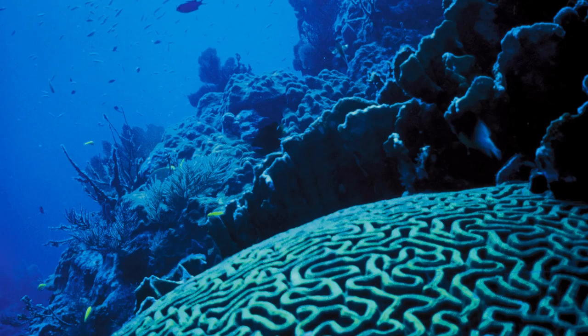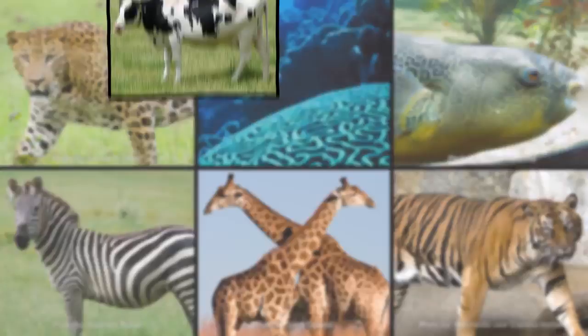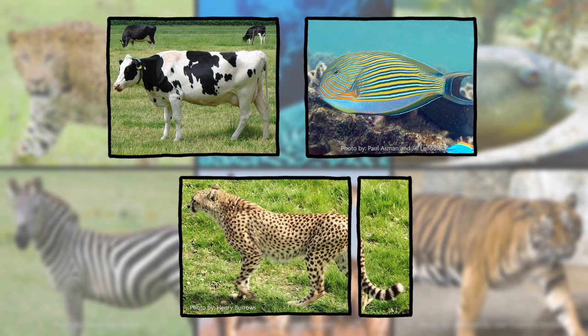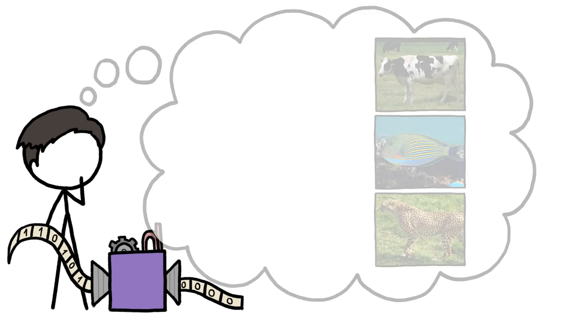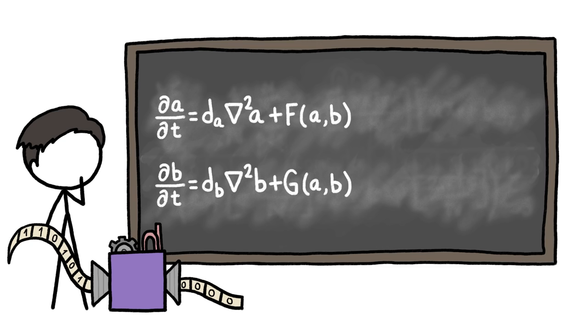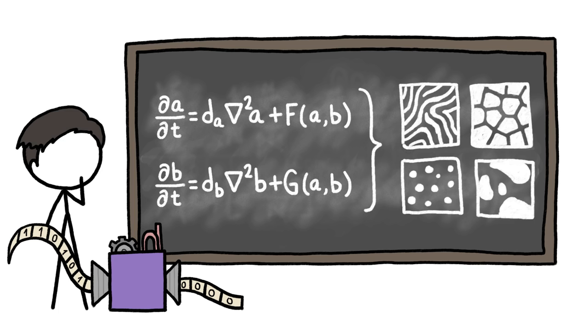Nature exhibits a seemingly endless array of patterns, from the cow's spots to the surgeonfish's stripes to the cheetah's spots and stripes. But Alan Turing, the guy who invented computers, thought that those patterns might not actually be all that different. To show what he meant, he came up with a simple set of mathematical rules that could give rise to all manner of patterns.